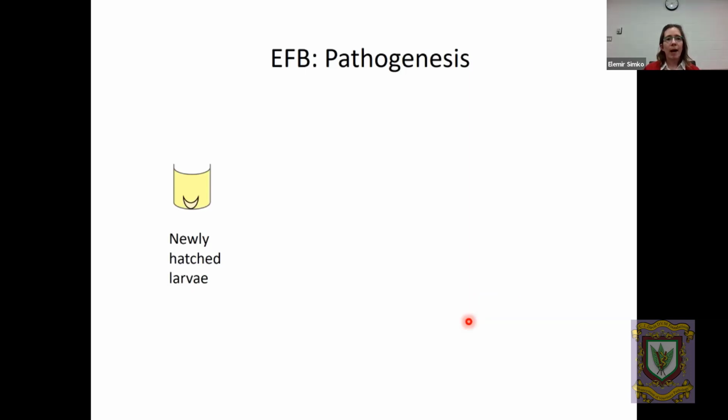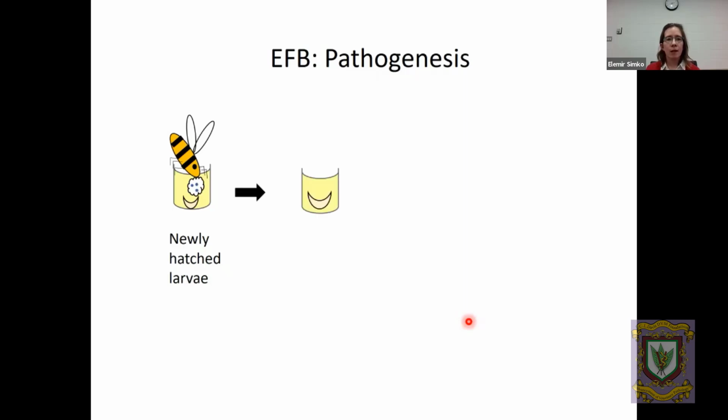So now we'll cover the pathogenesis of European foulbrood. This disease infects newly hatched larvae, and 100 or fewer bacteria are necessary to initiate infection. Infection typically occurs through the oral route when these newly hatched larvae are fed contaminated brood food that contains Melissococcus plutonius.